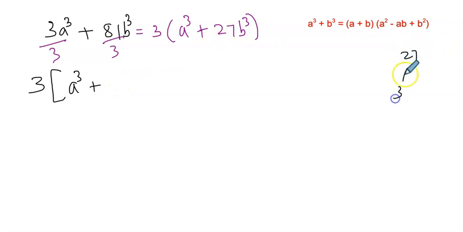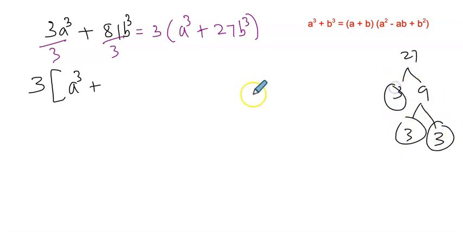27 is 3 times 9, again 3 times 3, right? 3 times 3 times 3 is 27. So it becomes 3 cube and b cube. 3 cube and b cube together, 3b cube. Now it is of the form of a cube plus b cube. Your b is not just b but 3b, remember.